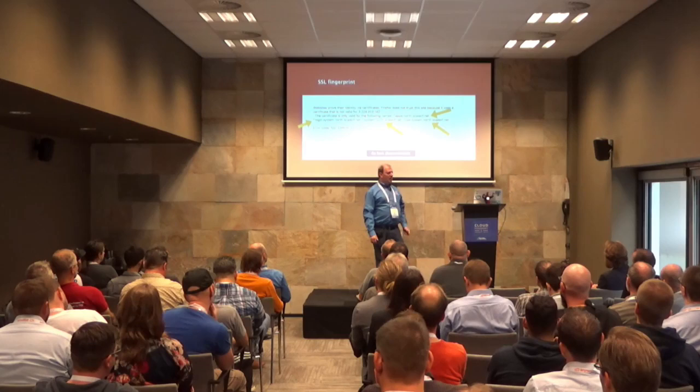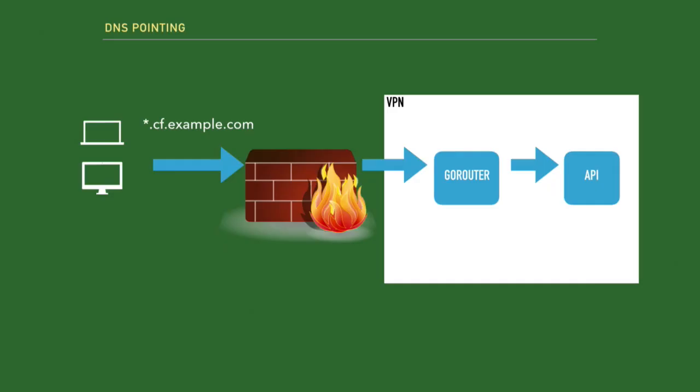Now, as operators, we set this up, right? We have a firewall and a load balancer somewhere. It's going to come in. It's going to go through our Go routers and our CF. All right, this is standard. And maybe we see some weird request coming in on the API port. We want to do something about that.